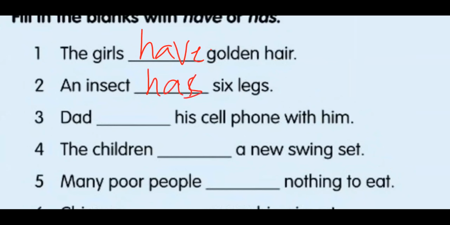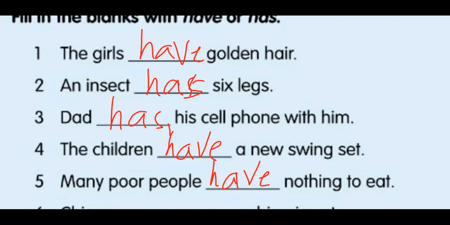Next, Dad has his cell phone with him. The children have a new swing set. Next one, many poor people have nothing to eat. Many poor people have nothing to eat. Okay, read out these sentences.